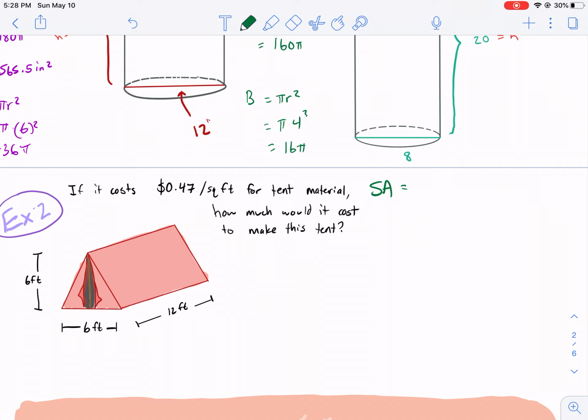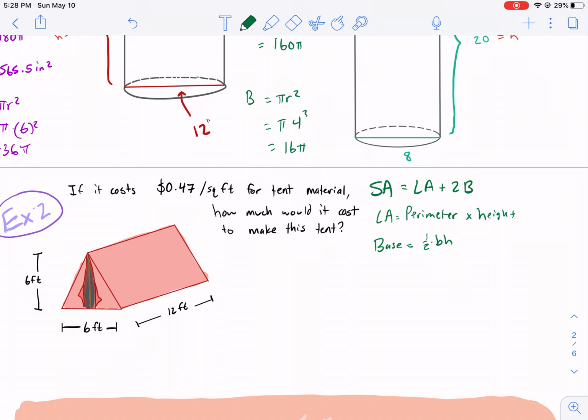First thing we need to do is find the lateral area, and then we need to add the two bases. We know the lateral area is going to be the perimeter times the height. And we know the base is a triangle, so we're going to do 1/2 base times height for the area of the triangle, and then multiply that by 2.